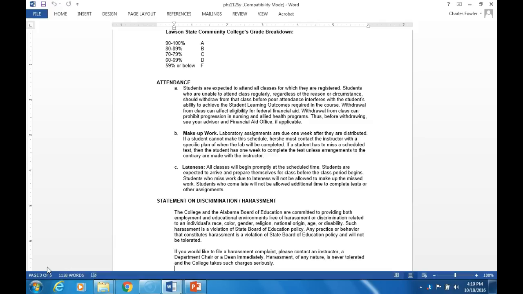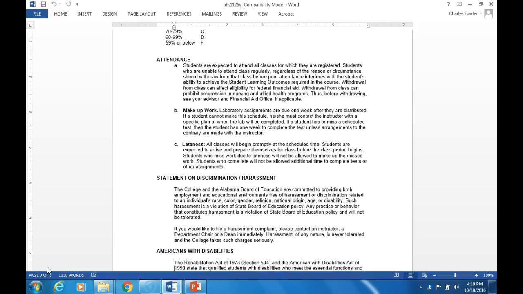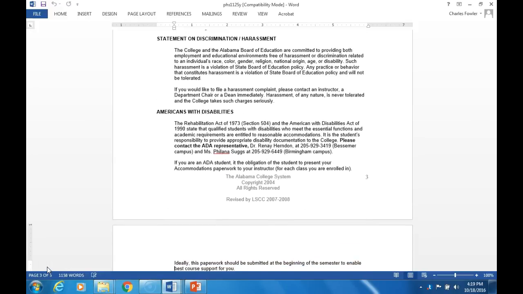Now, you've probably seen this in every syllabus you've seen since you've been here, statements on discrimination and harassment, okay? Let me summarize it for you. We don't tolerate it, we don't condone it, we deal with it if we hear about it, and we're fair but quick on it, okay?